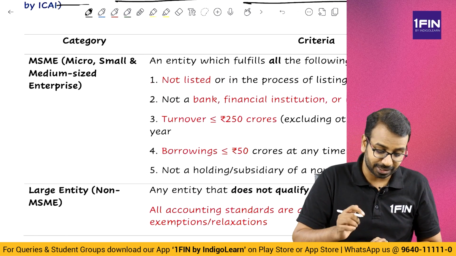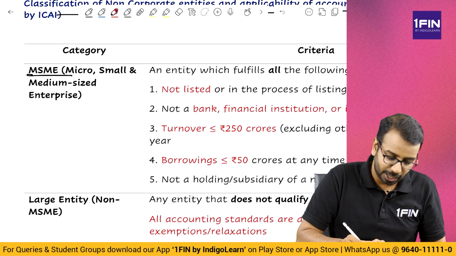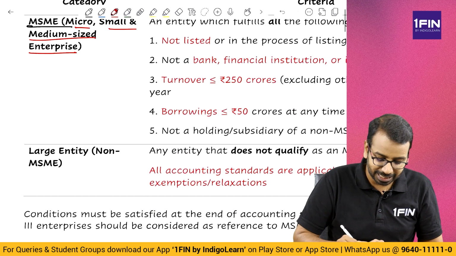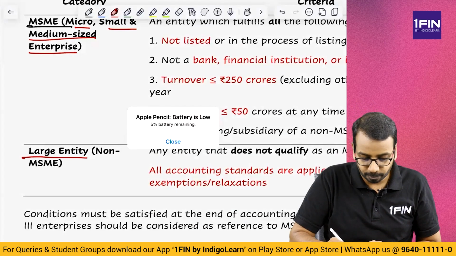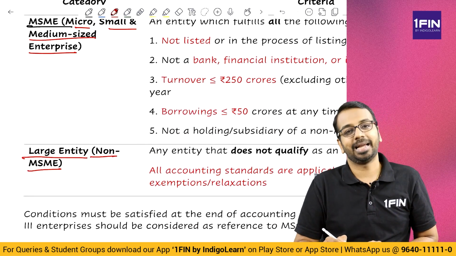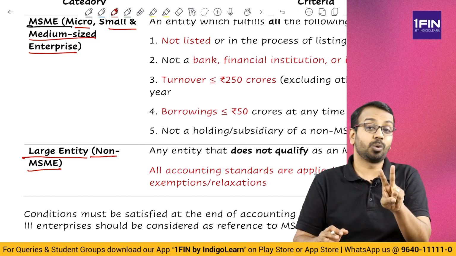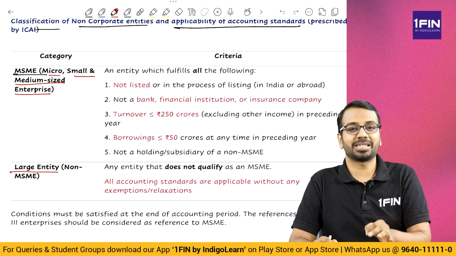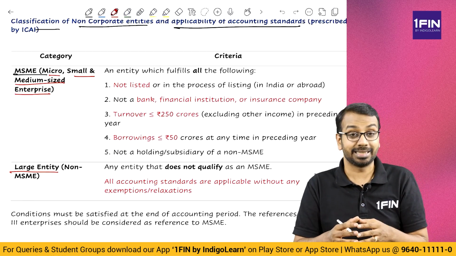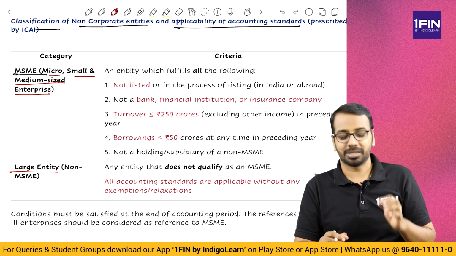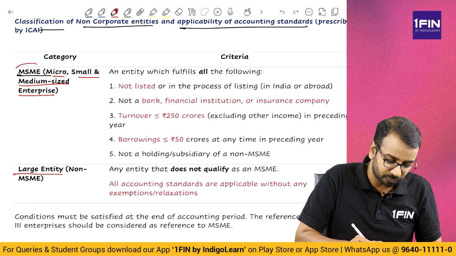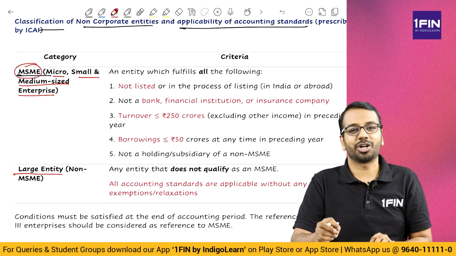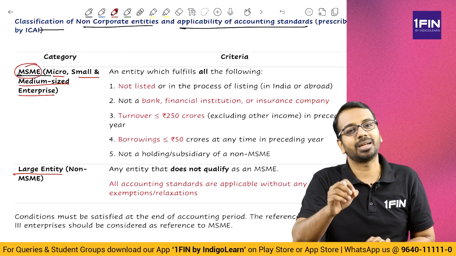Now, for non-corporate entities, we'll have MSME, that is micro, small and medium-sized enterprise or entity as you may call, and large enterprise or large entity or non-MSME entity. So now the classification is only 2 classifications, MSME, non-MSME. Let's now have a look at the criteria for classification of non-company form of entities into MSME and non-MSME. So we'll understand what gets covered under MSME. Anything that does not get covered in MSME will be covered under non-MSME or large entities.